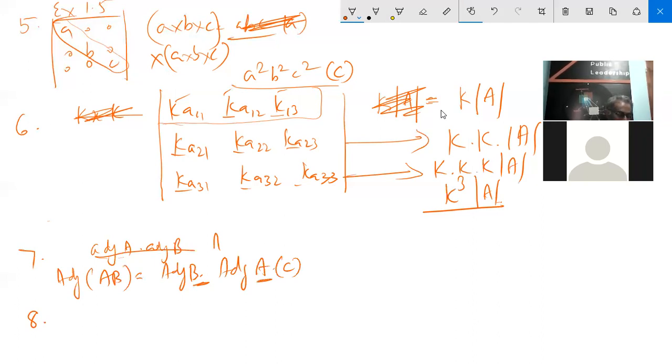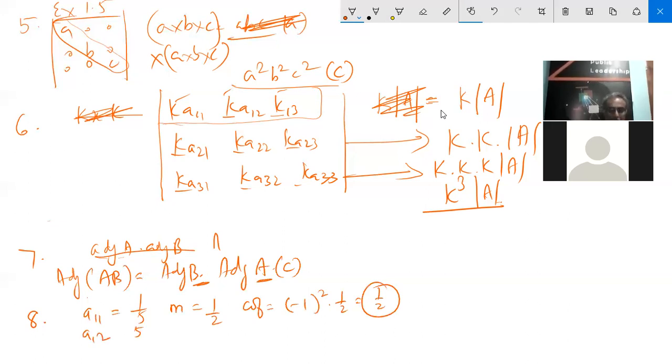Inverse of matrix. Let us find now. A of 1, 1 is equal to 1/5. Then minor is equal to half. Then cofactor is equal to minus 1 the whole squared into half, that is equal to half. Then A of 1, 2 for matrix is equal to 5 by 25, that is M is equal to 2/5. Cofactor is equal to minus 1 cubed into 2/5, that is equal to minus 2/5.